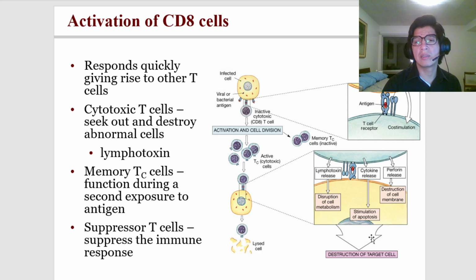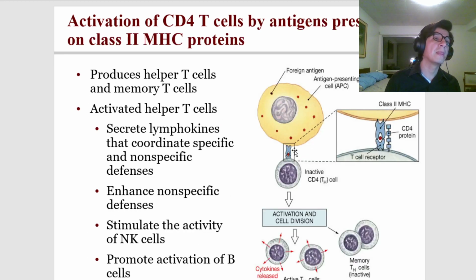They either lyse it, or they allow it to die a good death through apoptosis, and then they create these memory cells that remember that antigen for next time they see it. Okay, so this is what happens whenever cells get infected by viruses and request to be killed.